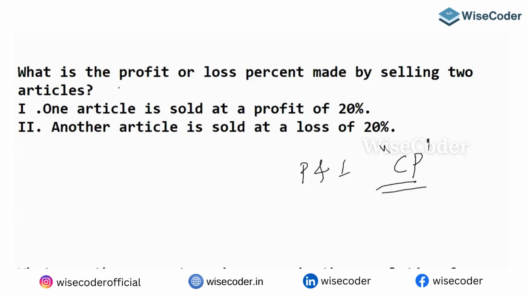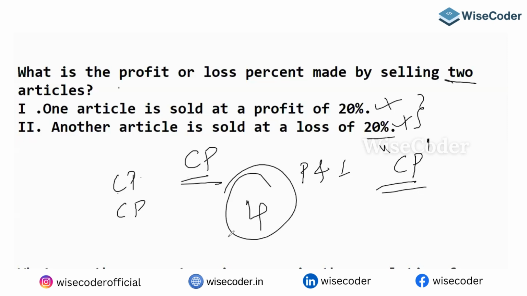So, guys, look here. One article is sold at a profit of 20%. If you don't know the cost price, how are you going to figure it out? What is the profit or loss percentage? The other article is sold at a loss of 20%. Without knowing the cost prices, how are we going to find out? 1 alone is sufficient? No. 2 alone is sufficient? No. Even if you add 2, without knowing CP, how can I figure out how much percent loss? No. So what is the answer? Choice 4. Is this clear?